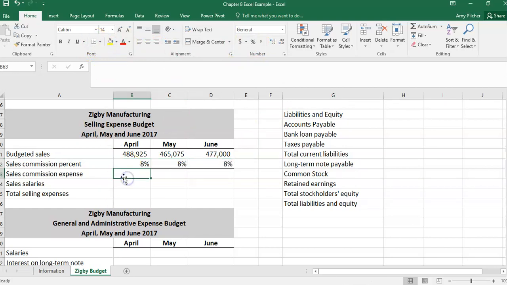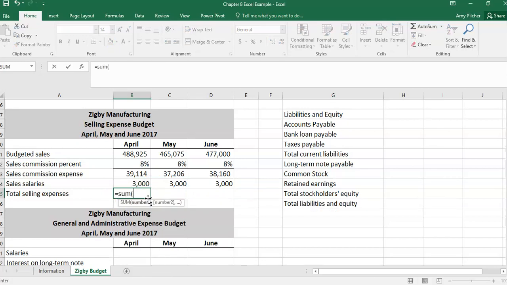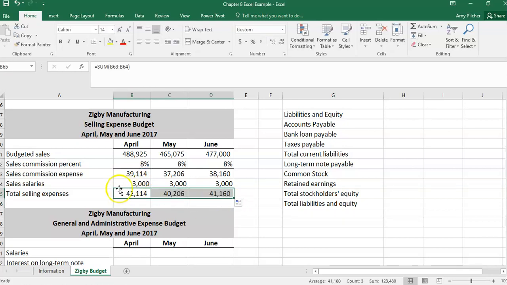So we take our budgeted sales times our commission rate of 8%, and we get the total amount of our sales commission expense. Our sales salary was $3,000 per month for our sales manager. So our total selling expenses, our commission plus salaries, and now we have our monthly selling expenses.